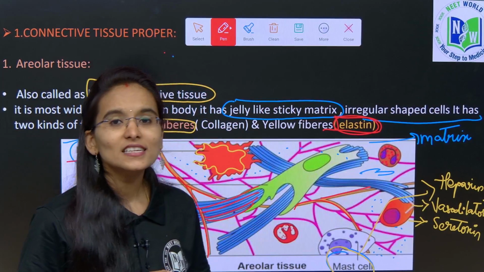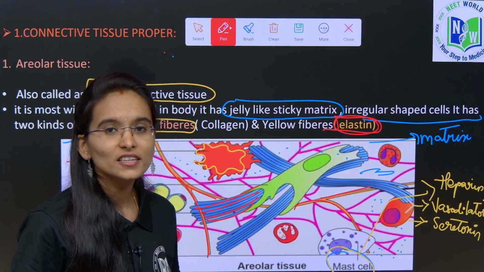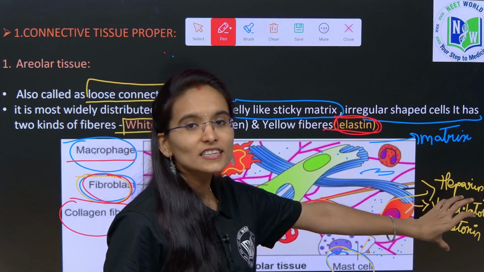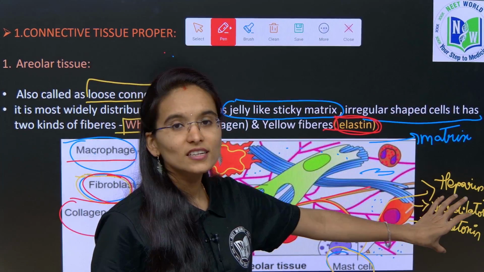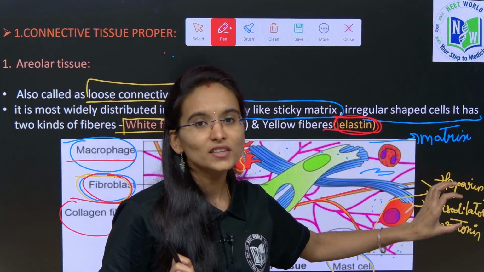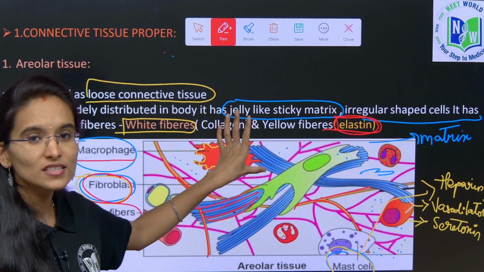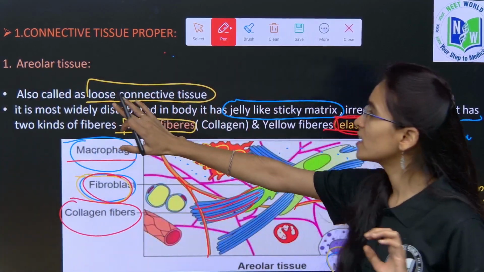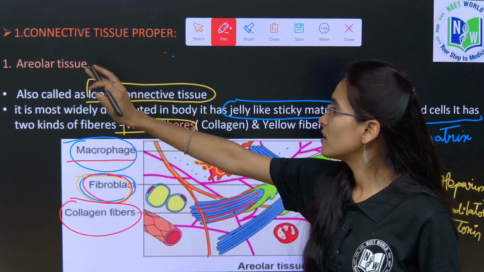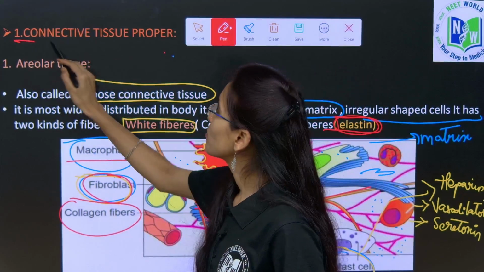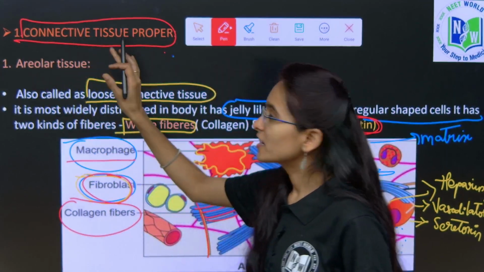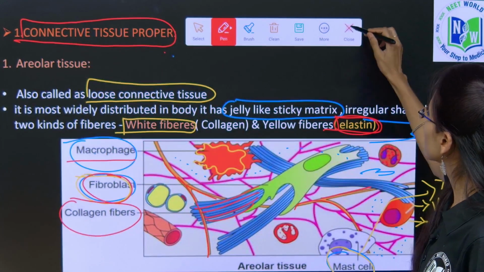Heparin is an anticoagulant in function, and vasodilator is involved in relaxation of the blood vessels, whereas serotonin is involved in contraction of the blood vessels. Clear with the first type of tissue, that is loose connective tissue. It is also called areolar connective tissue. It is included in the first type of connective tissue, that is connective tissue proper.